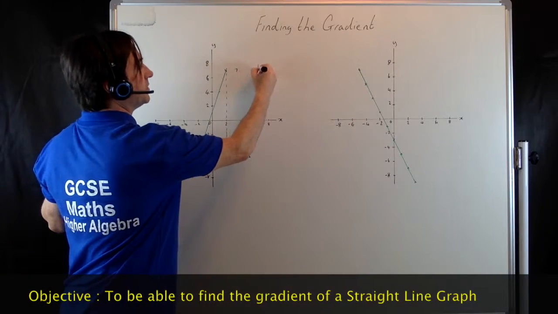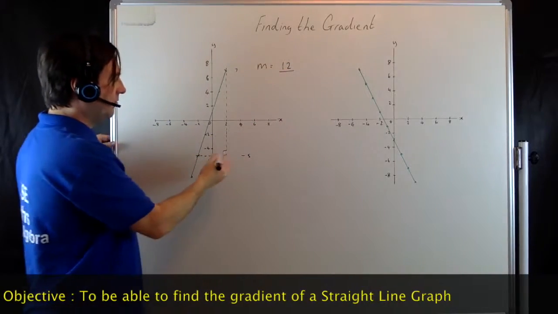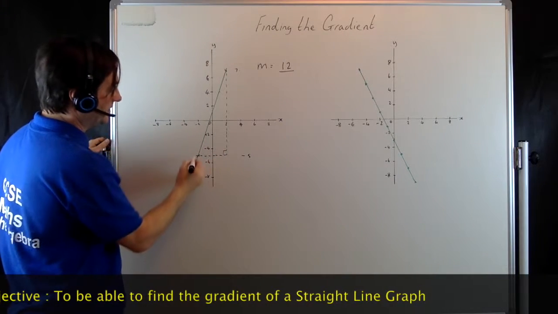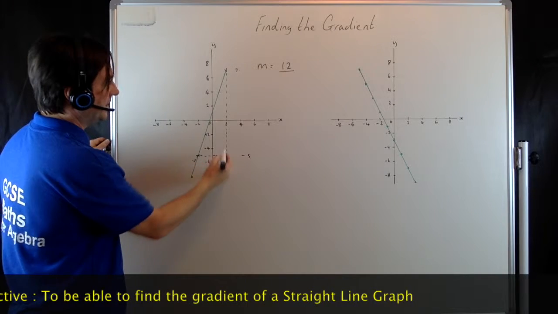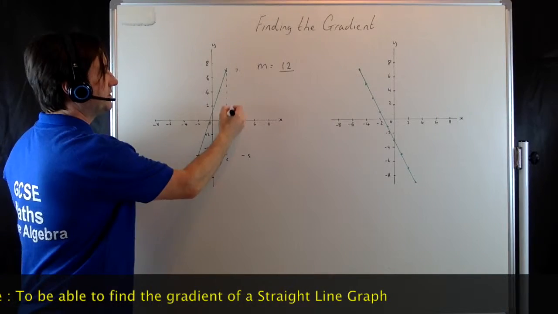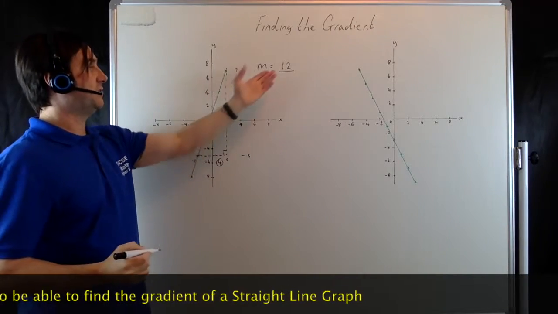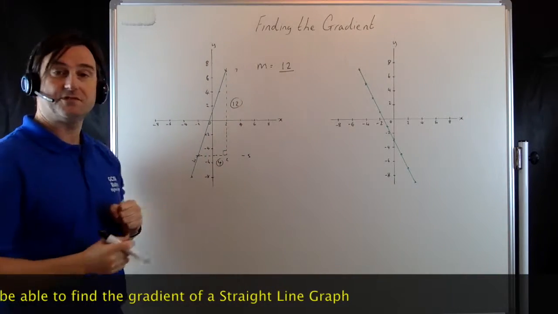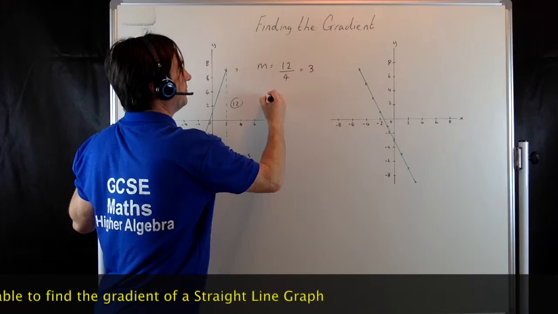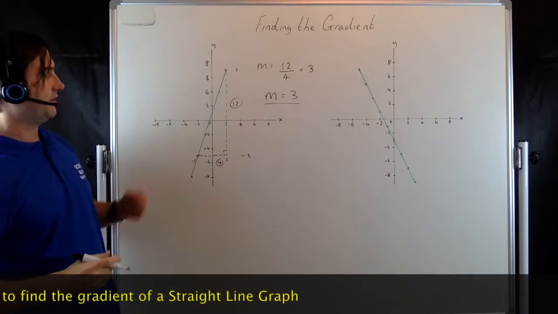So our gradient, which we're going to call m, is going to equal 12 divided by whatever the difference in the x coordinates is, the base. So if we have a look here, this x coordinate is on -2 and this one is on +2. So we've got a difference here of 4. We see here a difference of 12, a difference on the base of 4. And to find the gradient, we do the difference in y values divided by the difference in the x values. So it's going to be 12 divided by 4, which gives us our gradient of 3. So m equals 3 on this graph here.